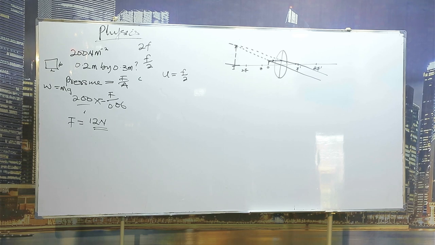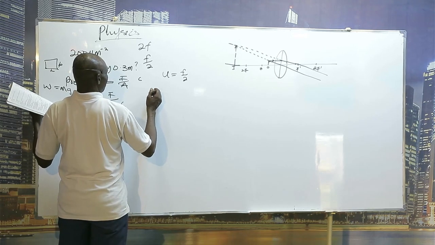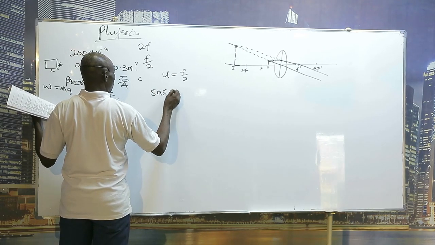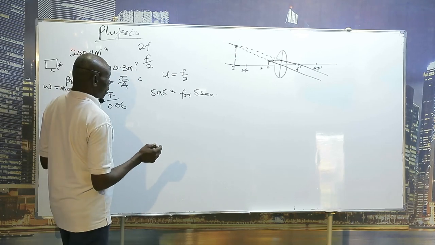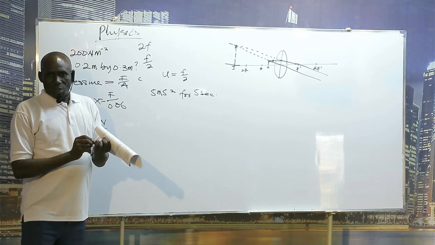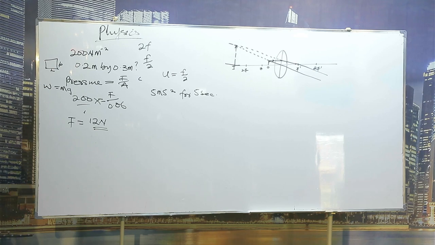Yes? The body accelerates at 5 meters per second square for a time of 5 seconds. Please, let's help him with this question. A body accelerates at the rate of 5 meters per second square for 5 seconds. Calculate the what? Complete that question. There's something missing somewhere. Okay, calculate the distance travelled by the body. Is it from rest? That's what I want to know.